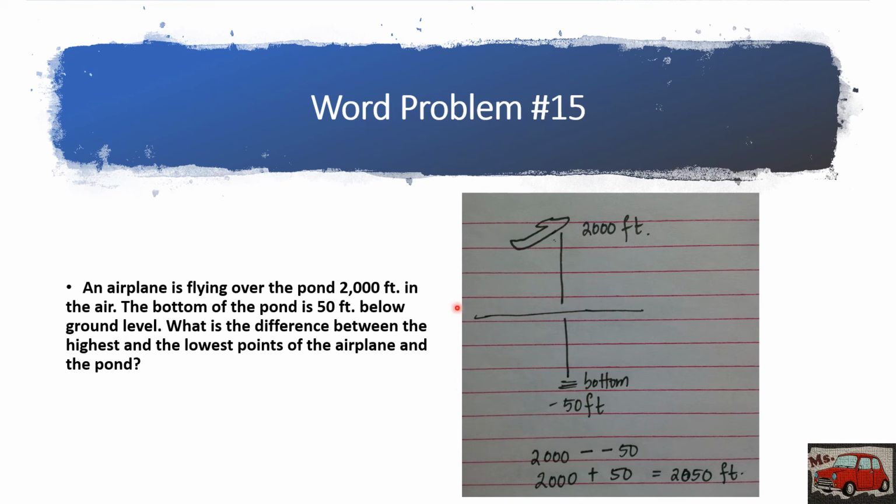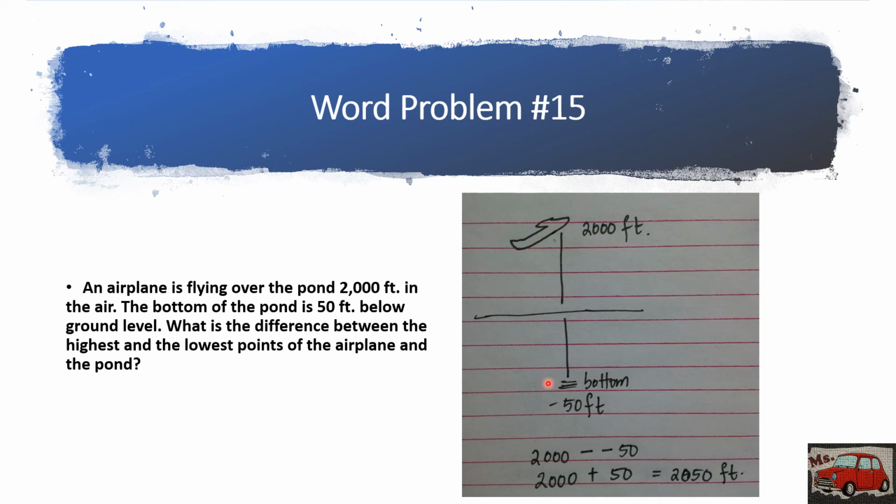So just imagine this is the pond, okay? And sabi dyan, yung airplane daw, nandun siya sa taas ng pond na 2,000 feet, okay? And then yung bottom or pinakailalim ng pond is 50 feet. Negative siya kasi nga nasa ilalim. Okay? So, when we're asking for the difference between the highest and the lowest points, kukunin mo lang yung distance. So, kung ika-count mo yung distance nila, it is just 2,050 feet. Okay?